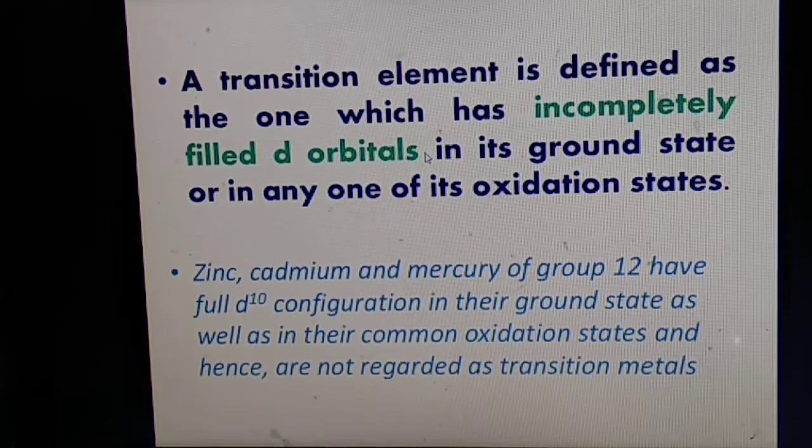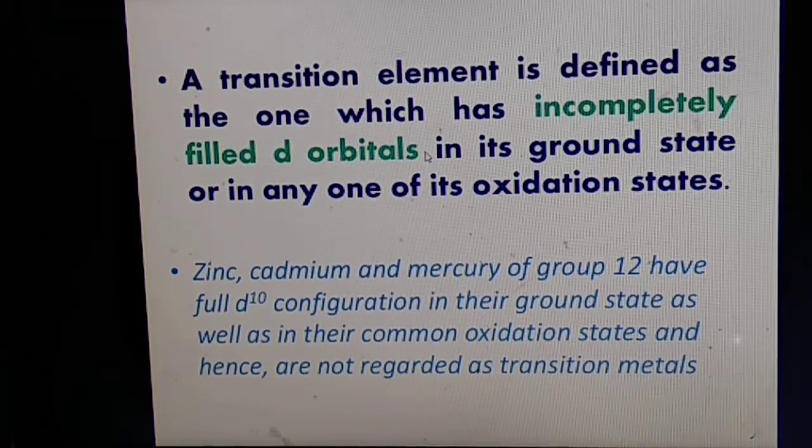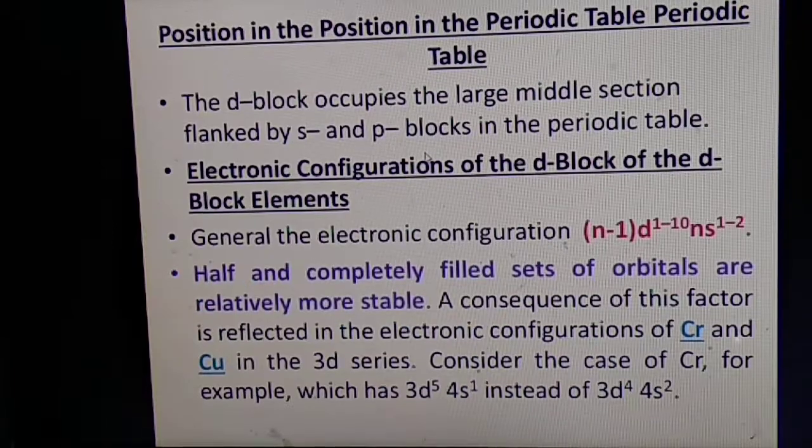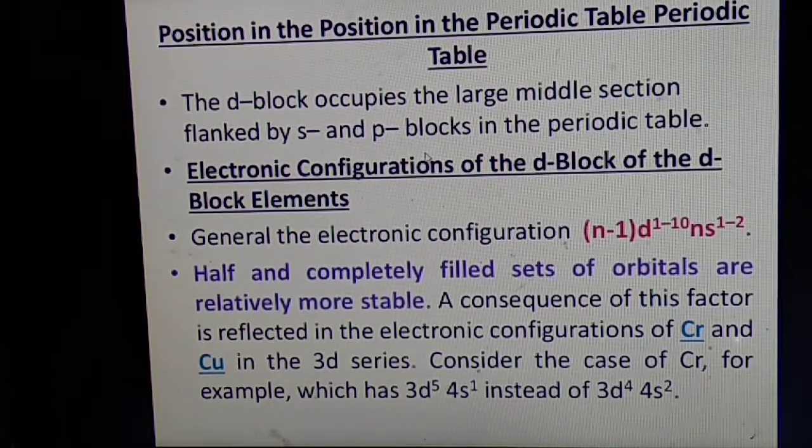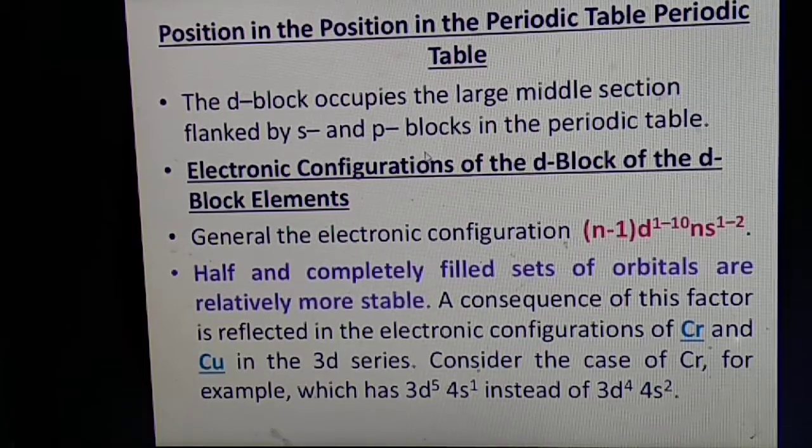It is placed in the middle of the periodic table. It is after s block elements and before the p block elements. And the properties of the d block elements are transitional between the s and p block elements. That's why these elements are known as the transition elements. So this question answers now, students, we have got. Now position in the periodic table, just I had to discuss here. The d block occupies the large middle section, flanked by s and p blocks in the periodic table.